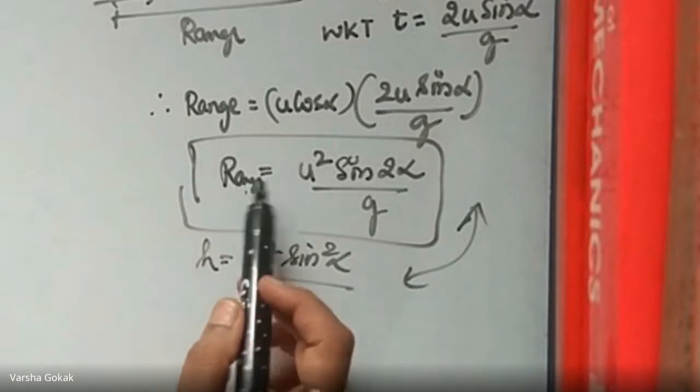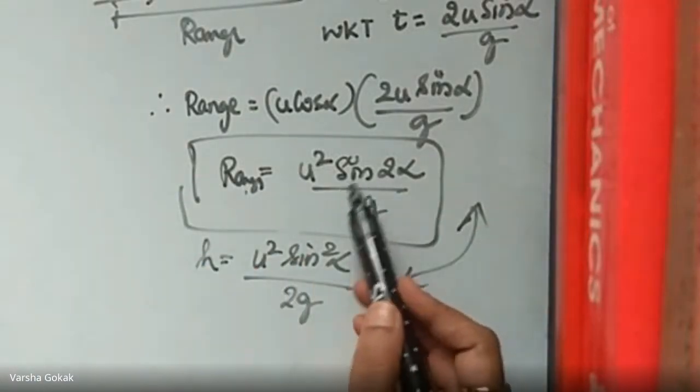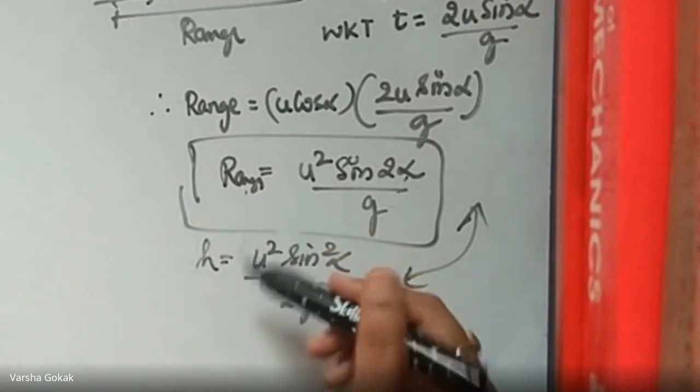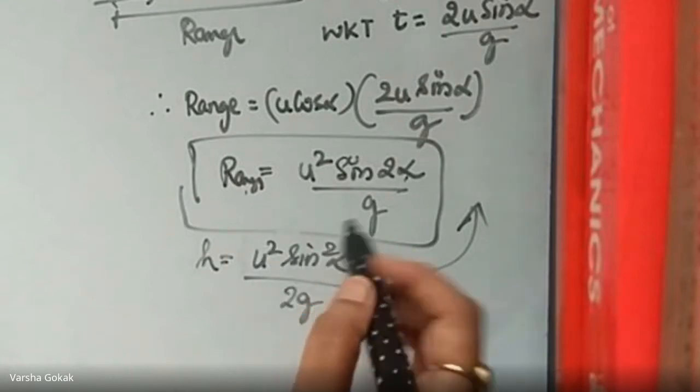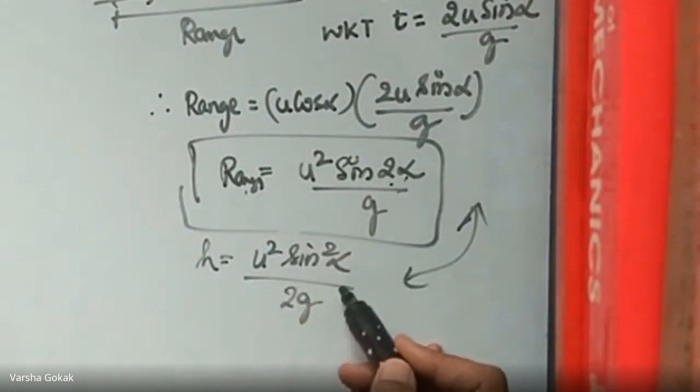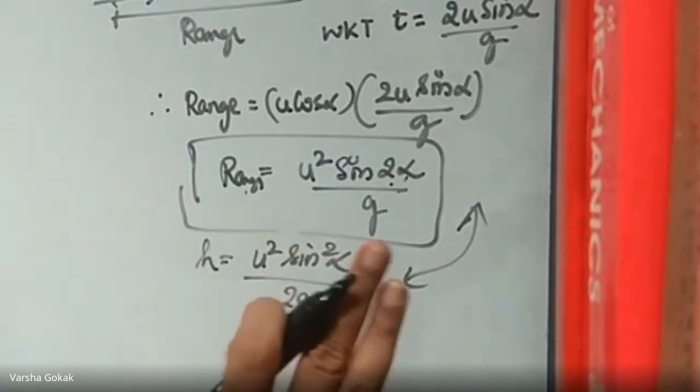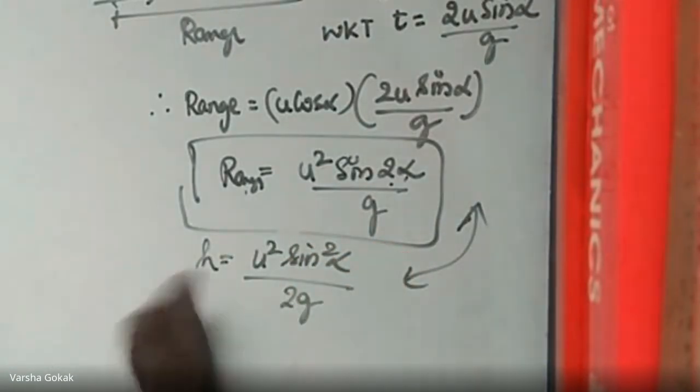So remember that range, when I'm talking of horizontal, it is u square sine 2 alpha, and when we are talking of the vertical, that is height, it is u square sine square alpha by 2g. So here it is sine 2 alpha, here it is sine square alpha, and even g and 2g. So don't get confused with this. So these are all your equations that will be made use of when we are dealing with the numericals. I'll take up one simple numerical and then we will take up again tomorrow in the next class.